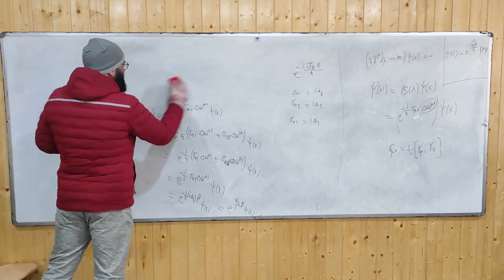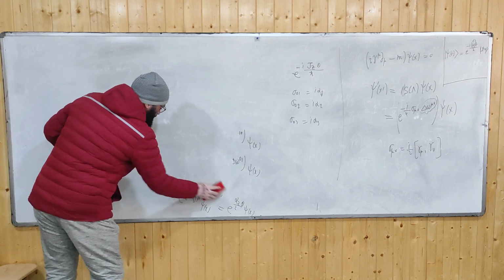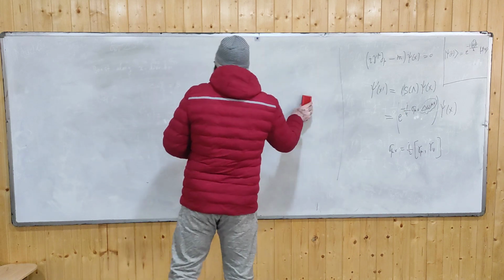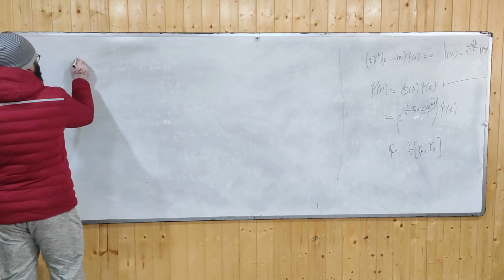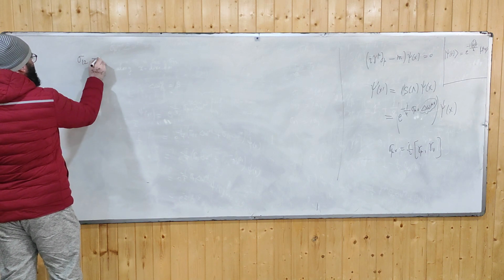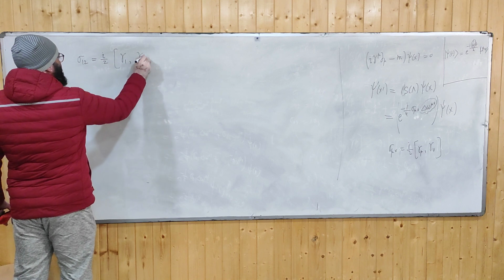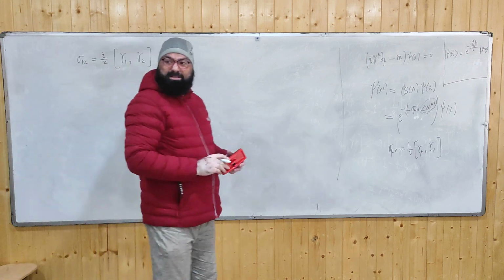Now let's take the other case. Let's assume the rotation. So let's take this object, the sigma 1 2 element, which is i by 2 gamma 1 gamma 2. Let's take this very element.